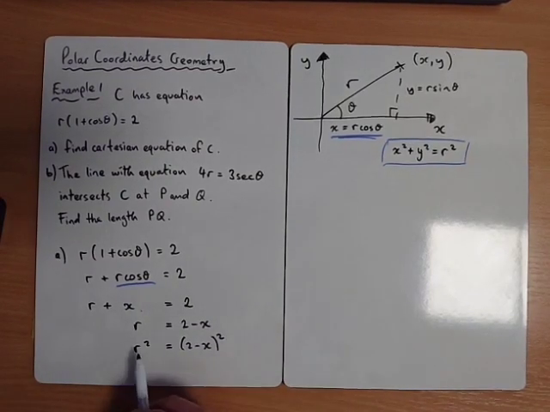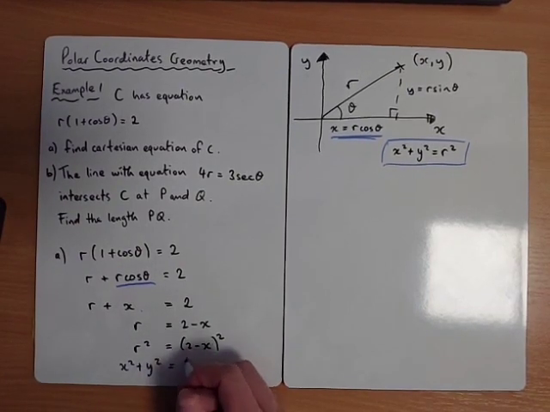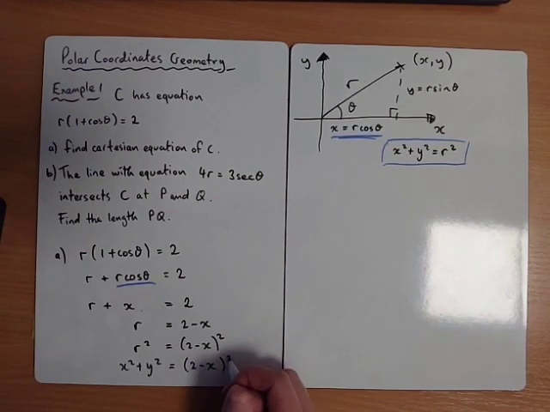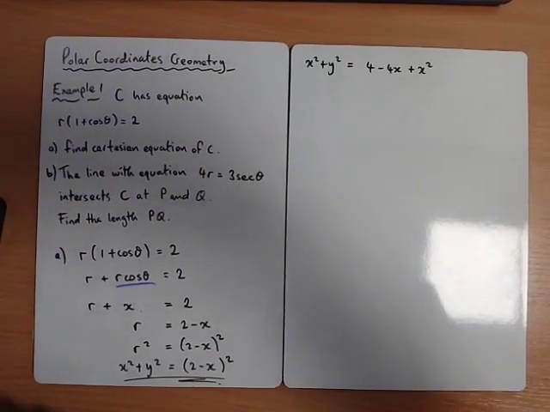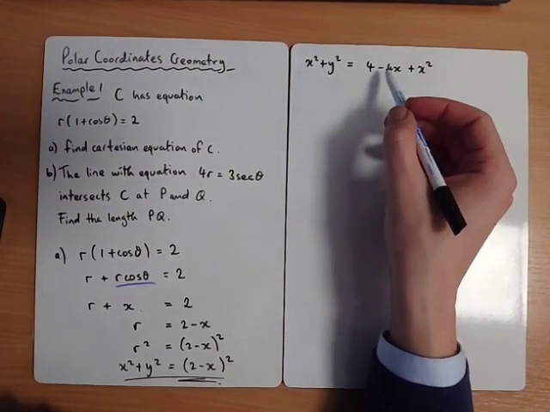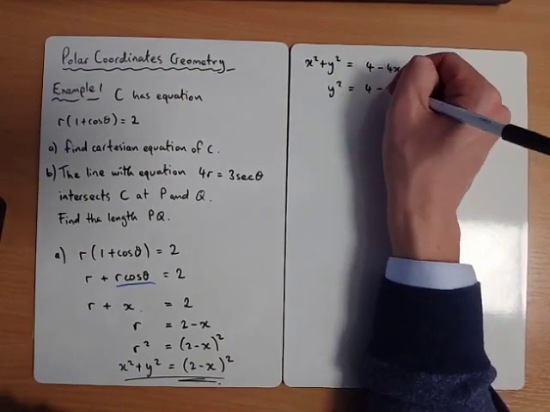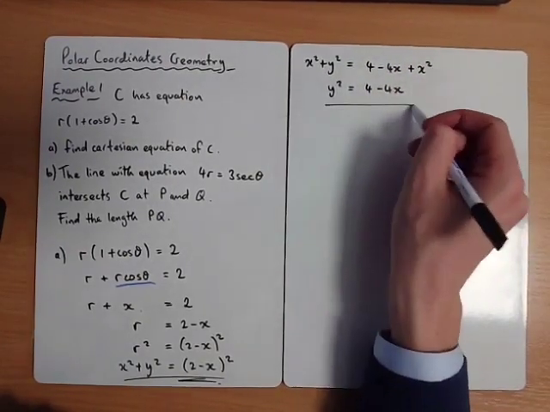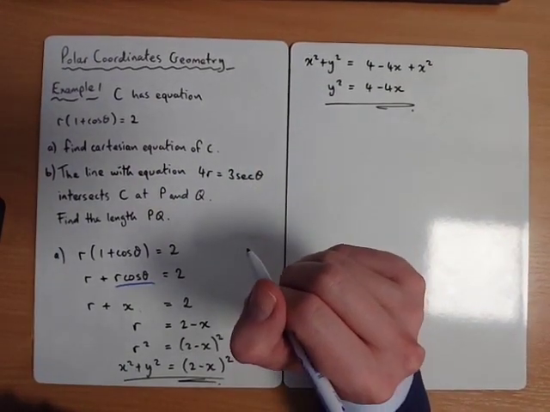So r squared would be x squared plus y squared, which would equal (2 minus x) all squared. So there's our Cartesian equation. I might actually expand this out because we can tidy this up a little bit. So expanding the bracket, we get x squared plus y squared equals 4 minus 4x plus x squared. So y squared would equal 4 minus 4x. And in the question it says in the form y squared equals. So we've got it in that form.